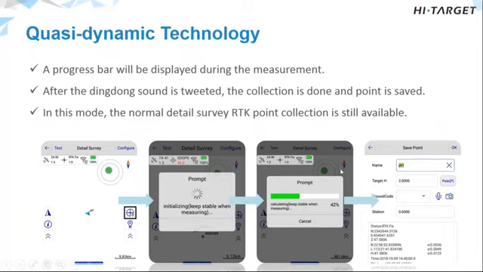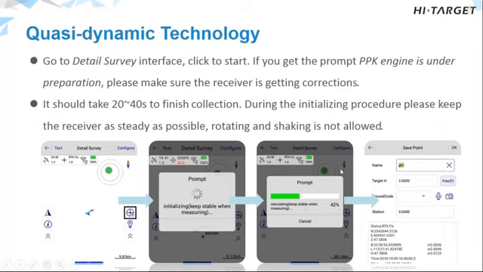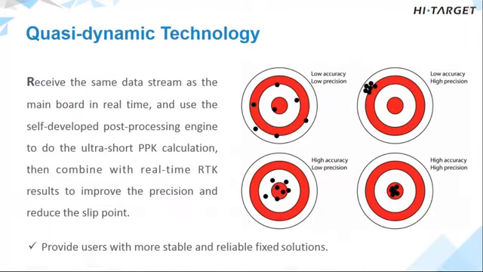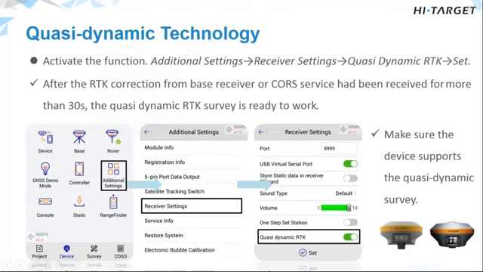Okay. So please look at this PPT. You could find that the option is in the device additional settings. Could you see this part? Yes, that's correct. So in the additional settings, you find the receiver settings, and then you find this Quasi-dynamic RTK. You just open this option.